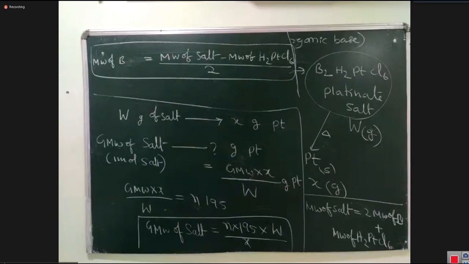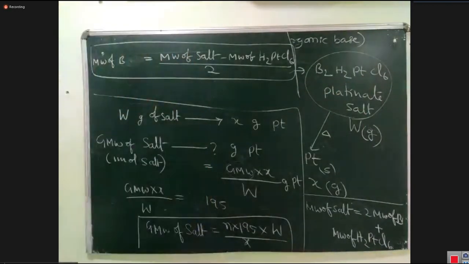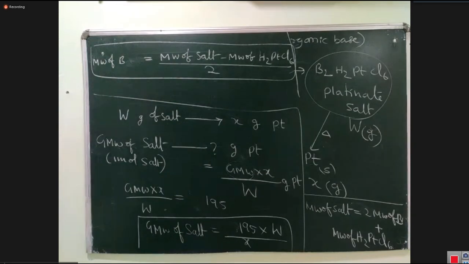Do one thing, remove all these, because there is only one platinum. Platinum is only one, so directly you can take 195 into W by X.